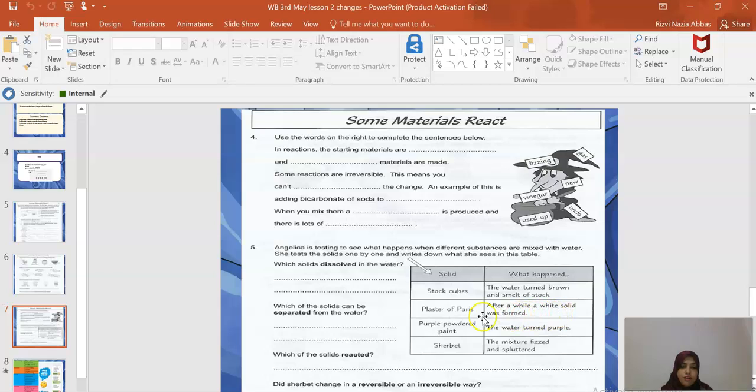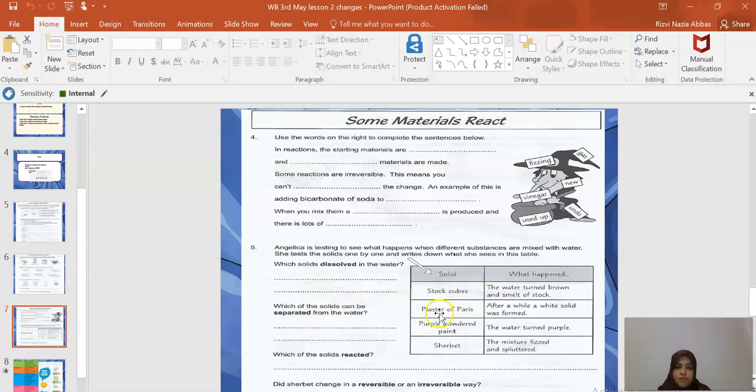After a while, a white solid was formed. So the stock cube, those cubes which we add to our food for the flavor. So that is the stock cubes. And plaster of Paris is like white cement. Then purple colored powder, the water turned purple. Sherbet mixture fizzed up and sculptured. So which solid dissolved in water?